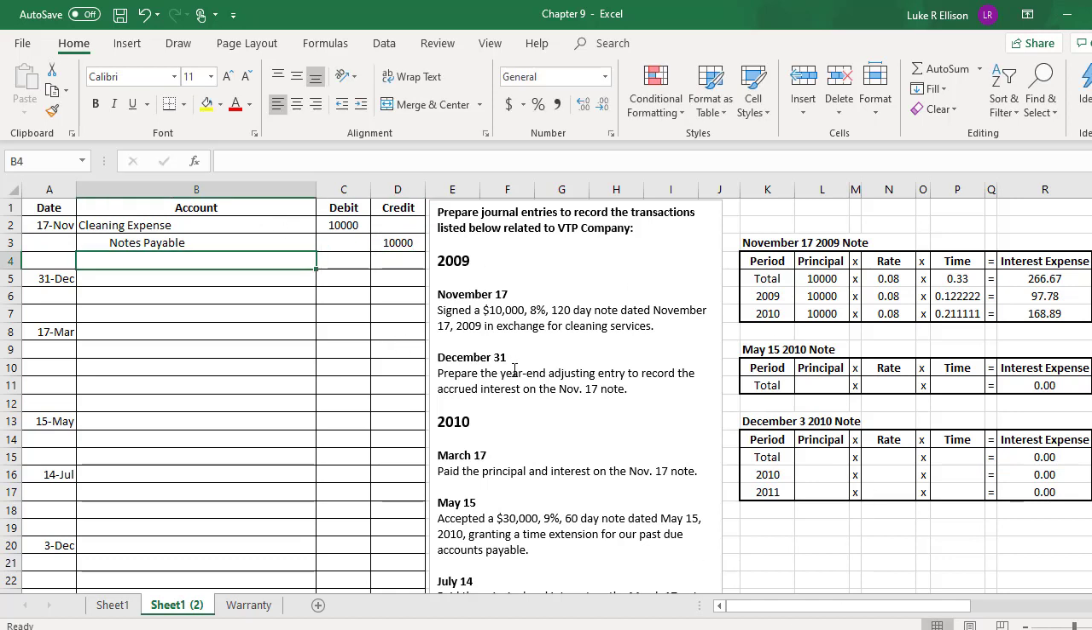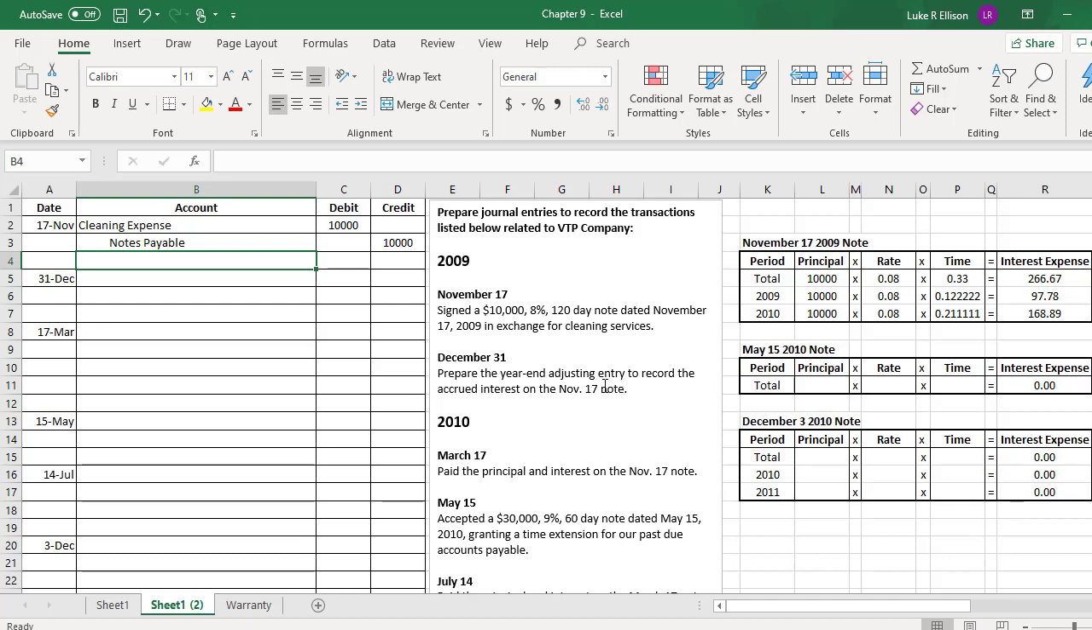Next, on December 31st, we need to prepare the year-end adjusting entry to record the accrued interest on the November 17 note. So this is just to recognize that the note was outstanding in 2009, and therefore there's some interest expense that's related to that note that needs to be recorded in 2009.